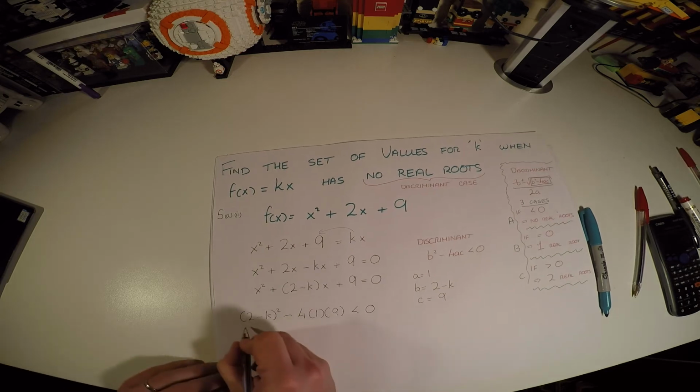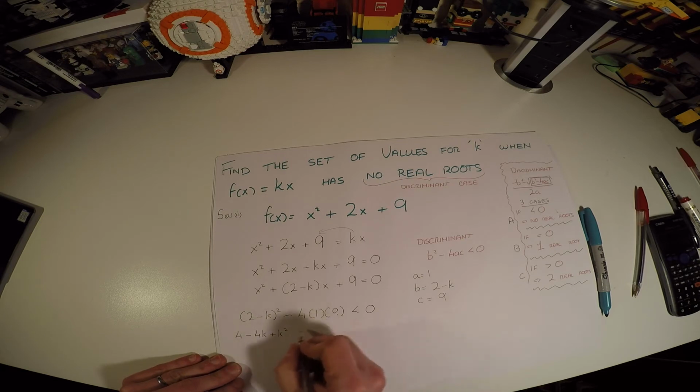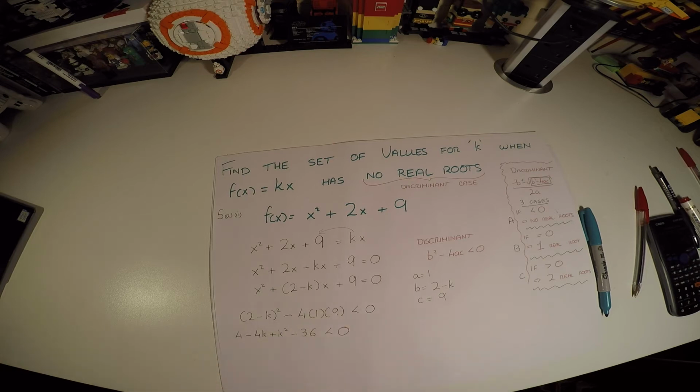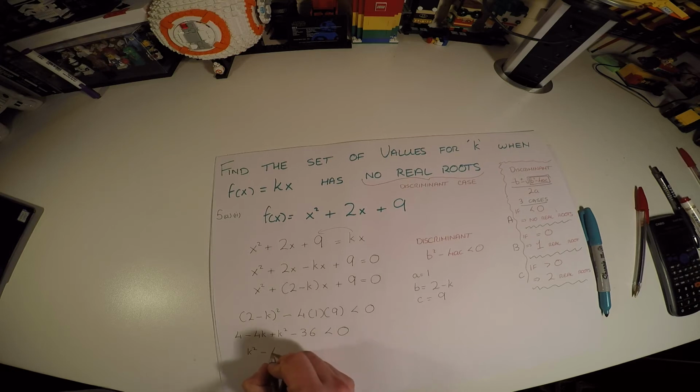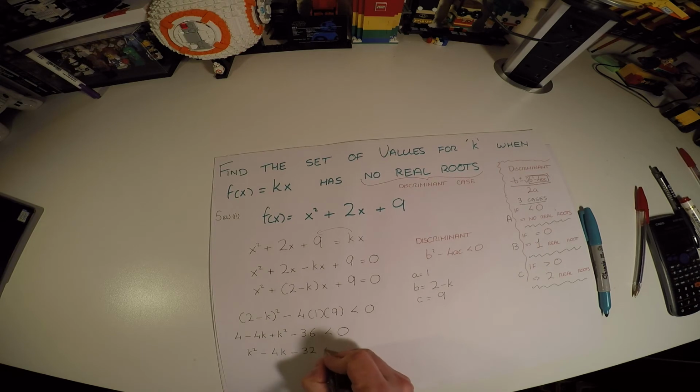So squaring out these brackets, I'm going to get 4 minus 4k plus k squared. And then minus 4 times 9 is a minus 36, less than 0. So I'm down to here now. When I look at this, I can say, alright, maybe I can tidy this up a small bit. So I'll bring k squared to the front, and I'll put my k next. And a 4 and a minus 36, that's going to be a minus 32. Yeah, less than 0.